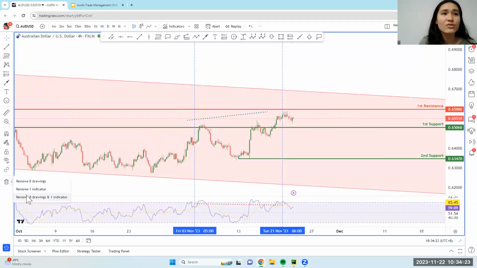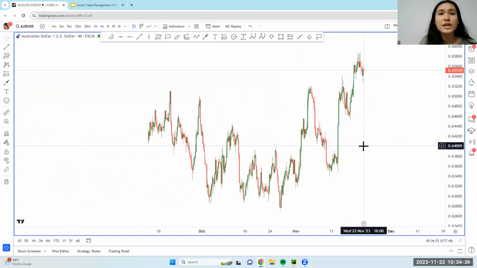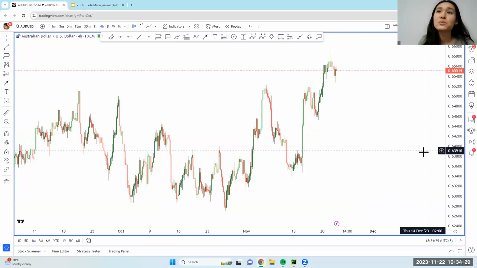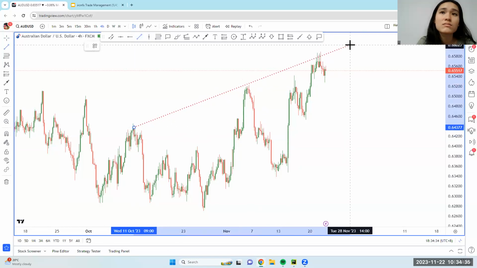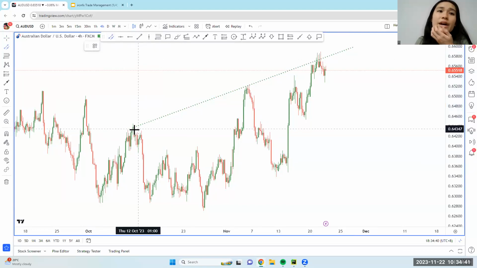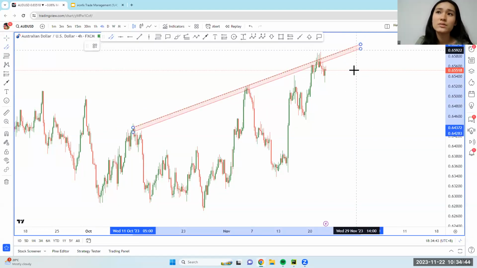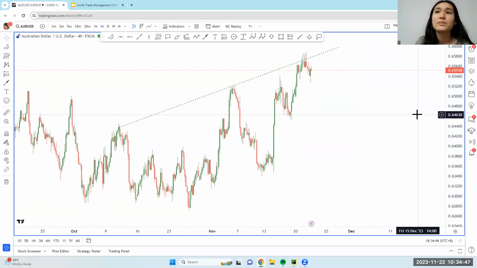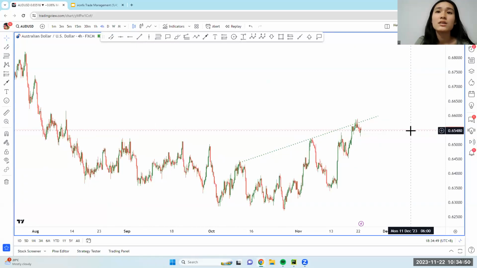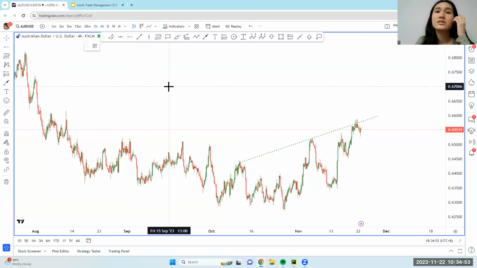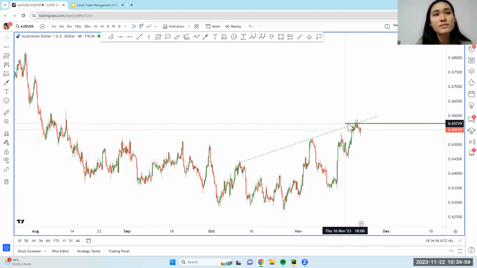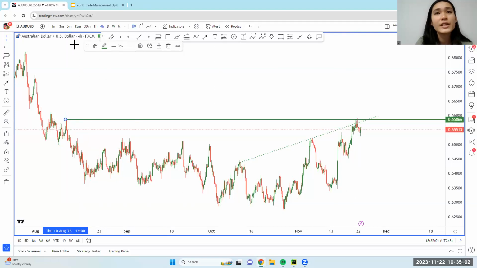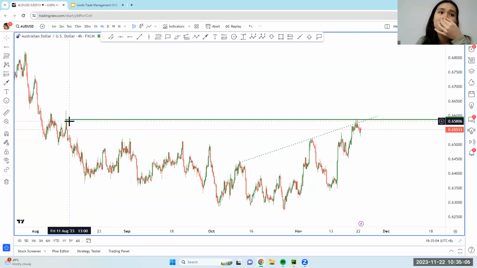Now let's take a look at our 4-hour time frame. Okay. So on our 4-hour time frame, it's actually pretty bullish. Okay, we can see, I think, we have an ascending trend line. Let's see if we have a trend channel as well. Okay, no. But we have an ascending trend line. Now let's go in with our support and resistance levels. Okay, here is my first resistance.